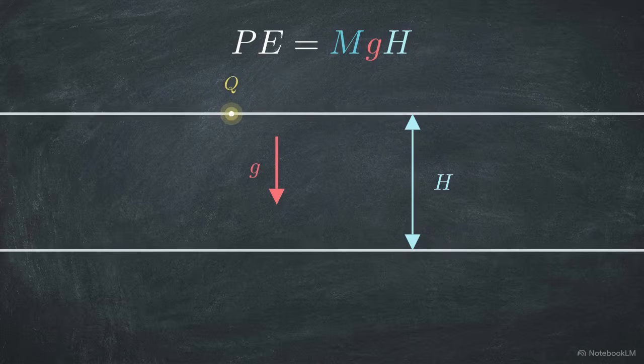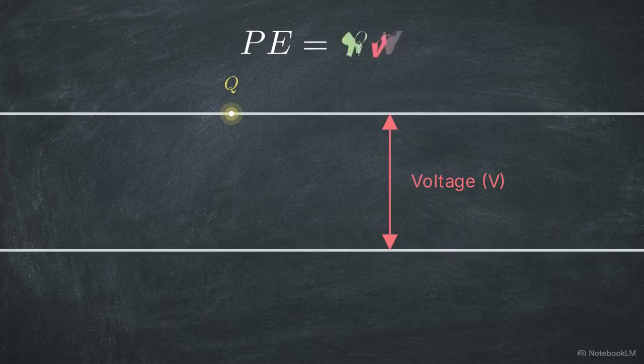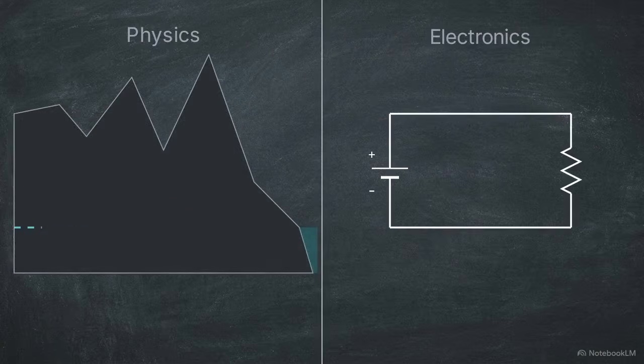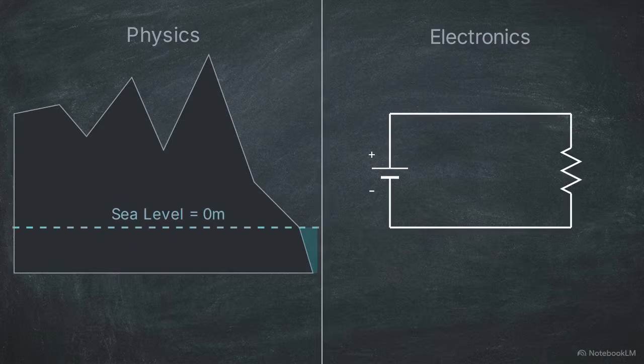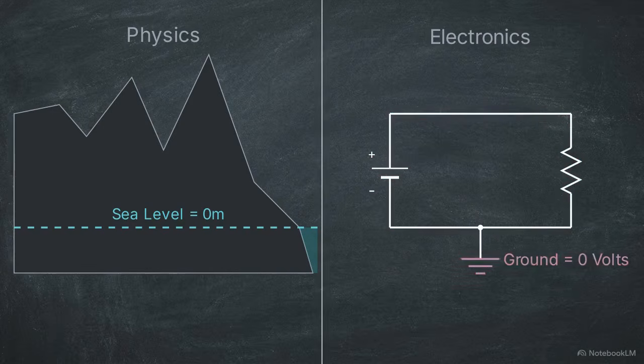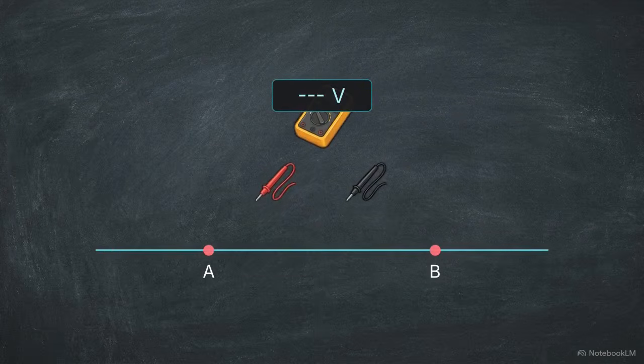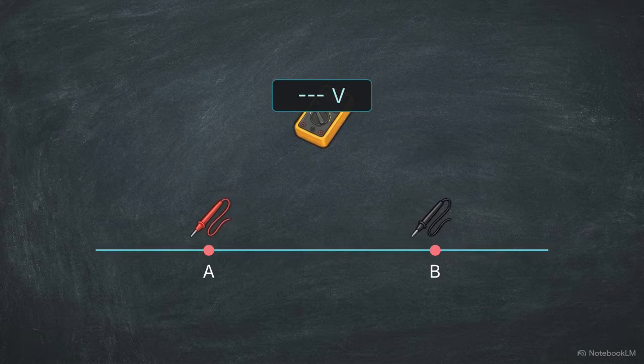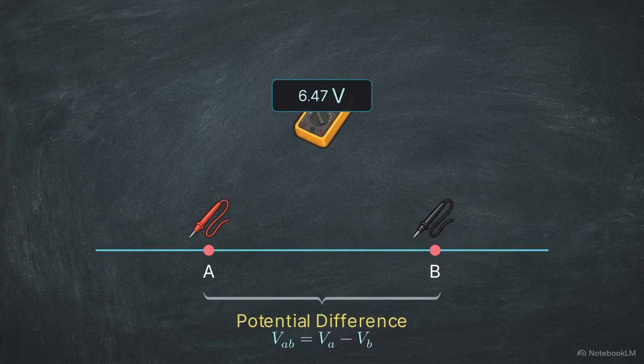Mass becomes a point charge, Q, and the gravitational field, that height pushing downward, becomes electrical voltage, V. But height is relative. In physics, we arbitrarily assign sea level a height of 0. Electrical circuits require that exact same anchor, a strict reference point called ground, where the electrical potential is mathematically defined as 0. Because of this relativity, trying to measure voltage at a point is a meaningless phrase. Voltage is strictly the measured difference in potential energy between two distinct points.